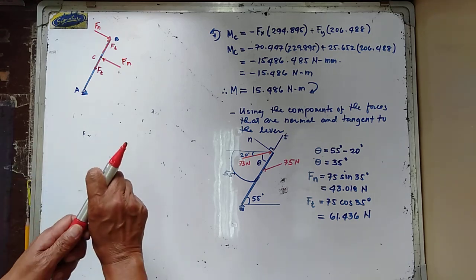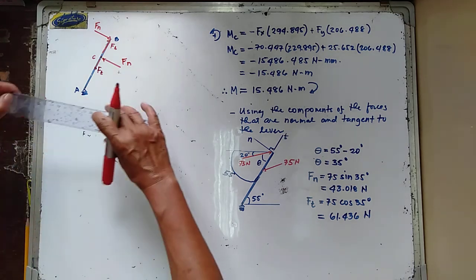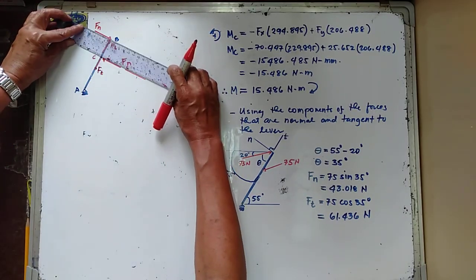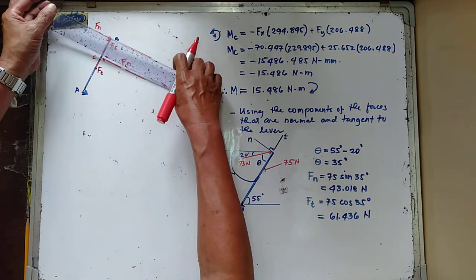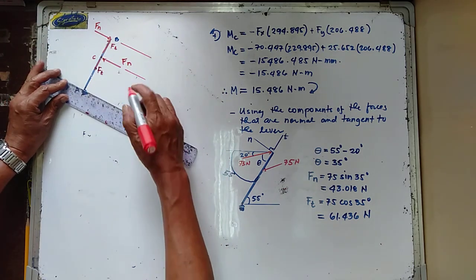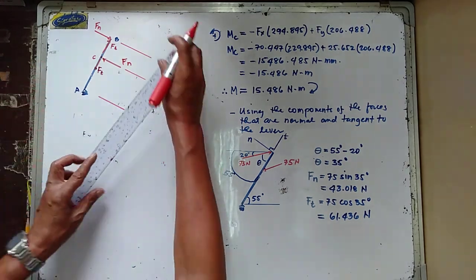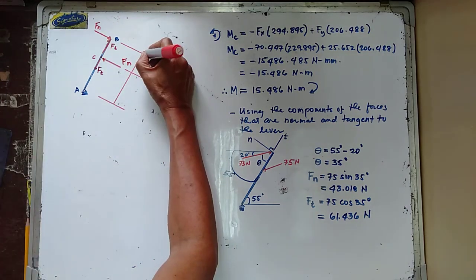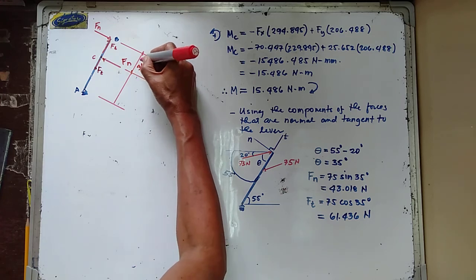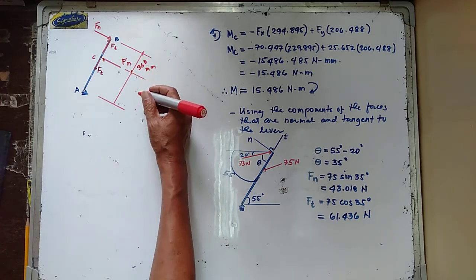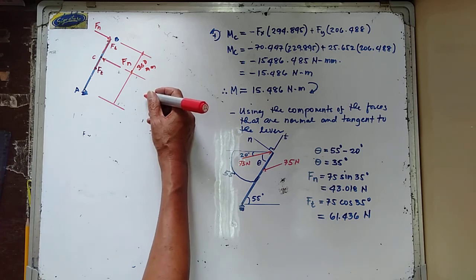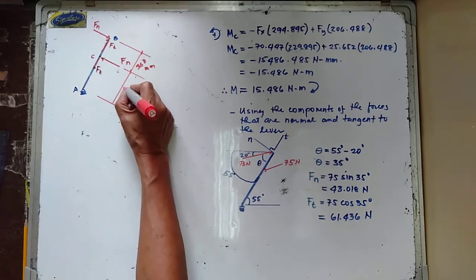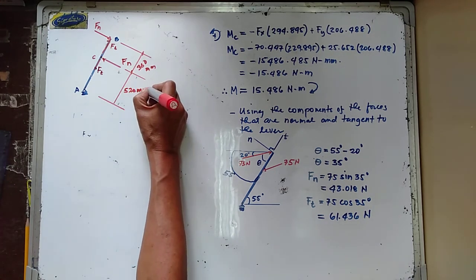Now, if you try to take these distances in here again, so we have this one and this one. So it's perpendicular to the lever, these distances. And this is 360 millimeter, and the other one is equal to 520 mm.